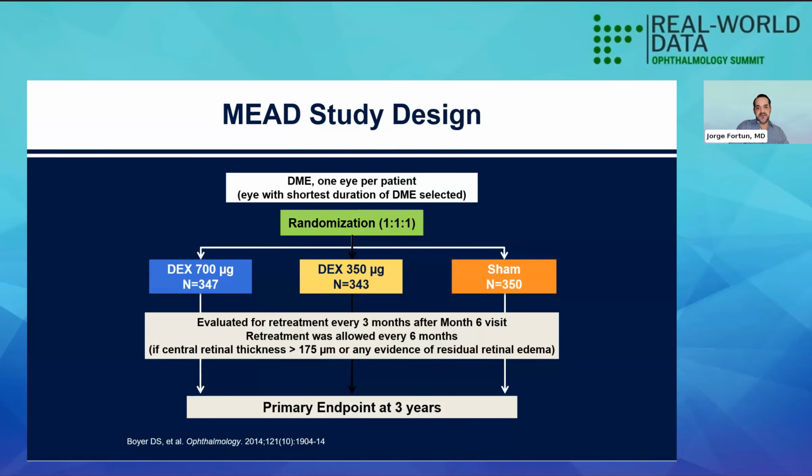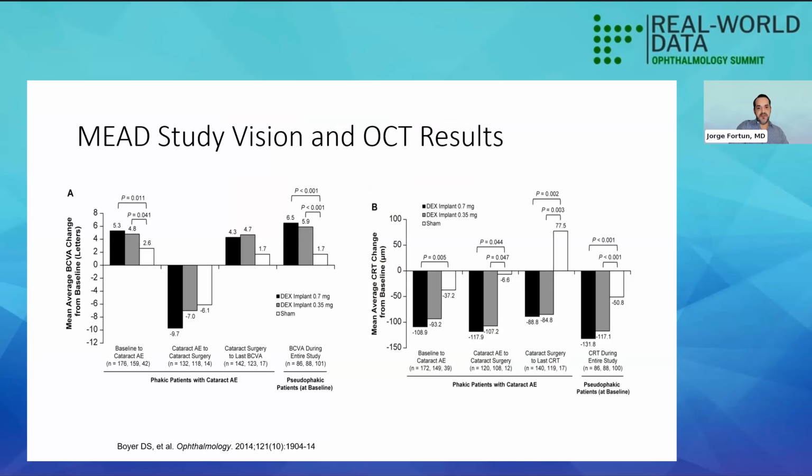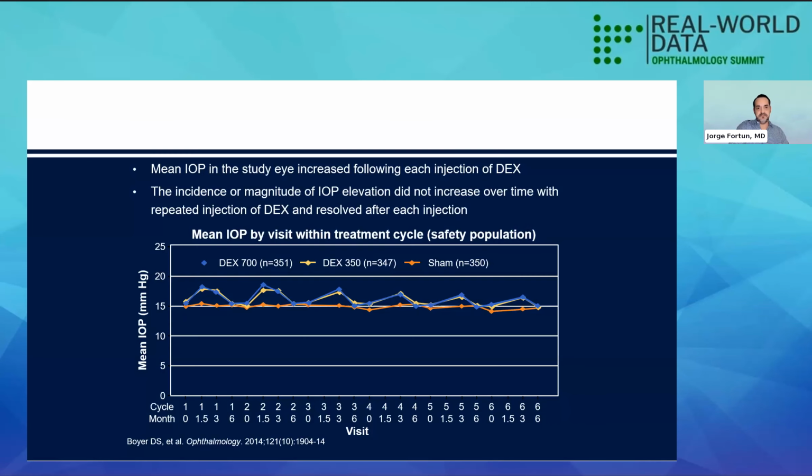The MEAD study design is worth mentioning because it was the registration trial that looked at the efficacy of this device. Of note, this treatment was given approximately every 6 months, so please take that into account when you look at the data. But overall, it showed improvement in both vision and OCT results post-cataract formation. You can see here a characteristic rise in IOP at approximately 6 weeks, which is how most of us look for IOP rise with the dexamethasone implant in clinical practice.